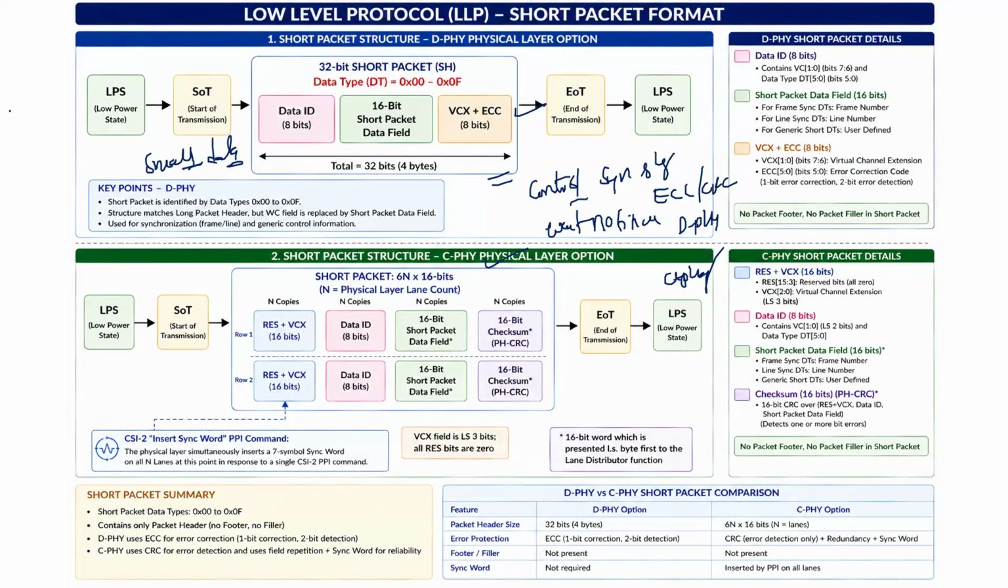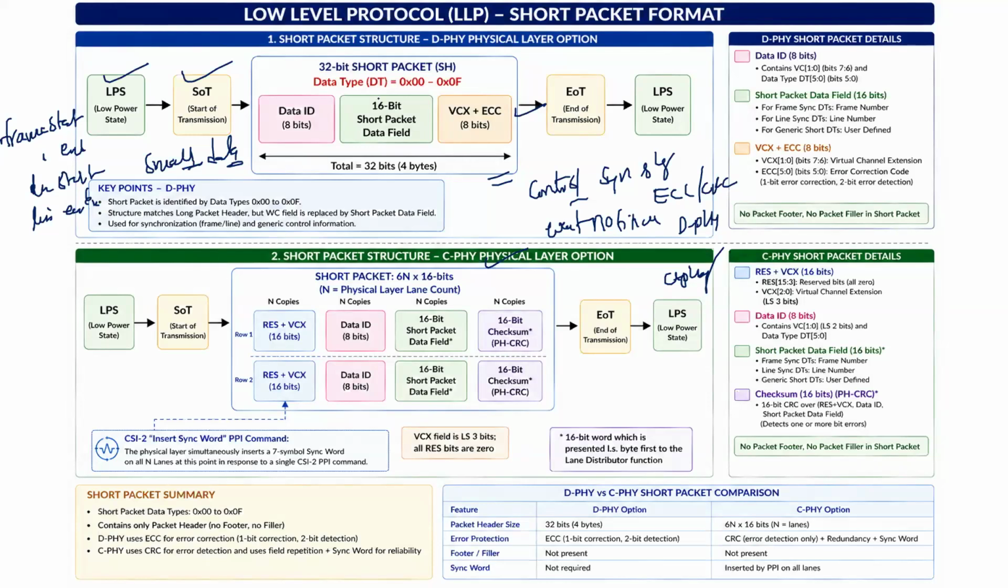What are the things we need to remember? Previously I told you about frame start, frame end, and line start: where the line is starting and where the line is ending. In the short packet method, we need to know where you start the frame and where you end the frame. LPS, as I told you, means low power states. After that comes start of transmission, which switches from low power states to high-speed transmission of data bytes.